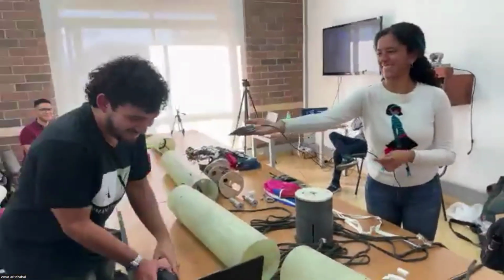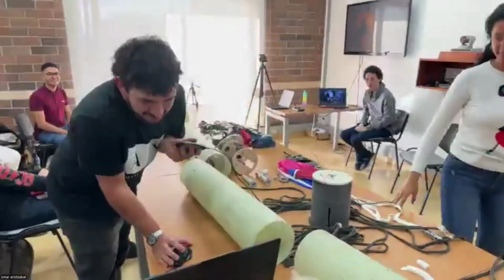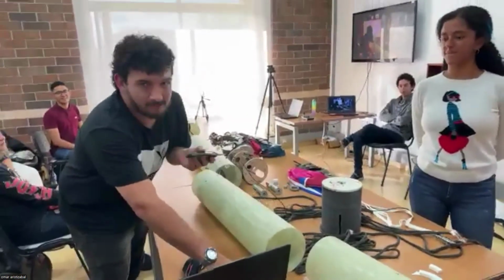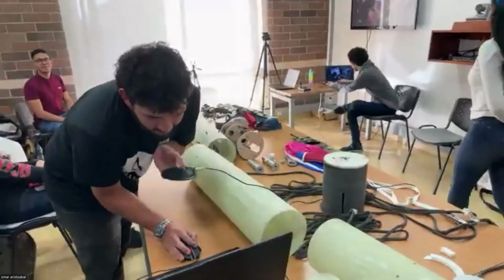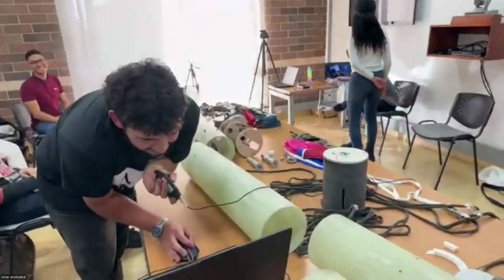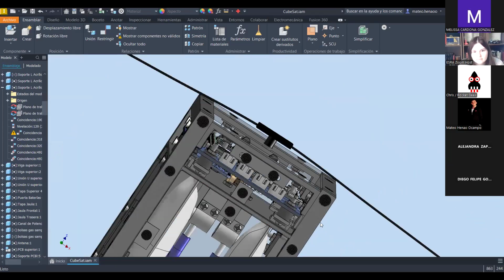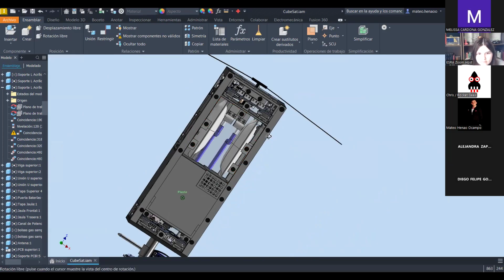Hi, my name is Matter, and I'm the lead of the structure team of the CubeSat. I don't know, can I share on Zoom? Yes, please. I'm going to share my screen with the CAD of the CubeSat, because in the 3D printed prototype, you can see it pretty well. So I don't know if you can see my screen.